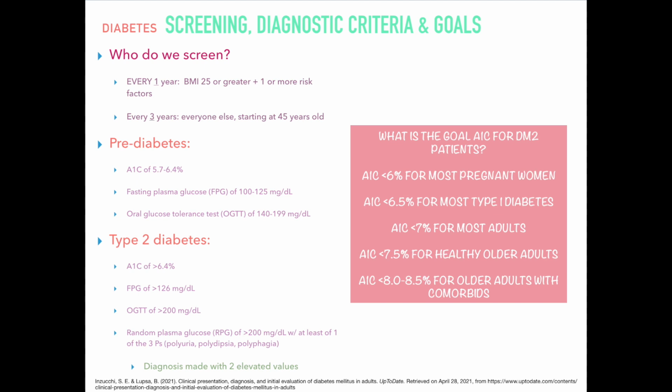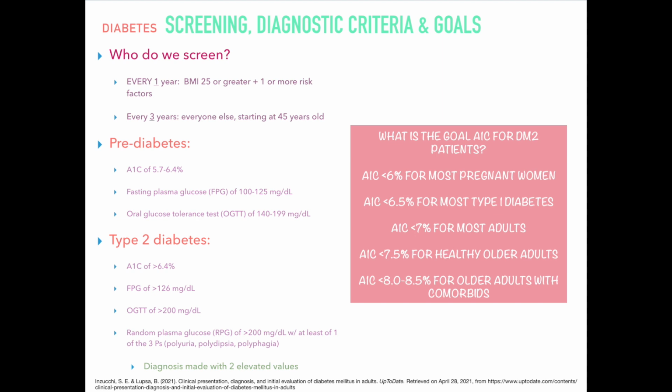So the group of people that we're going to screen every 1 year are those patients that have a BMI of 25 or greater, plus one or more risk factors for diabetes. And some other risk factors for diabetes aside from obesity include things like a family history of diabetes, specific ethnicities including Asian, Hispanic, and African American ethnicities, and then those patients with a sedentary lifestyle are also going to be at an increased risk for diabetes. And then the individuals that we're going to be screening every 3 years, these are our patients 45 years and older. Regardless of anything else, we are screening these patients every 3 years for diabetes.